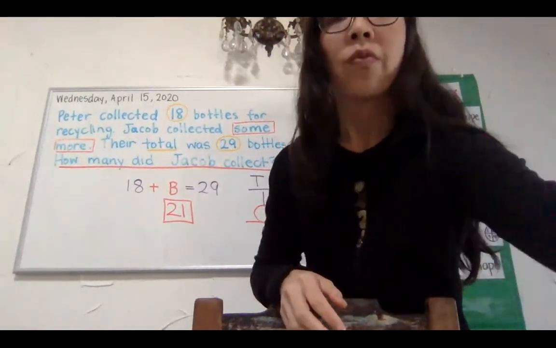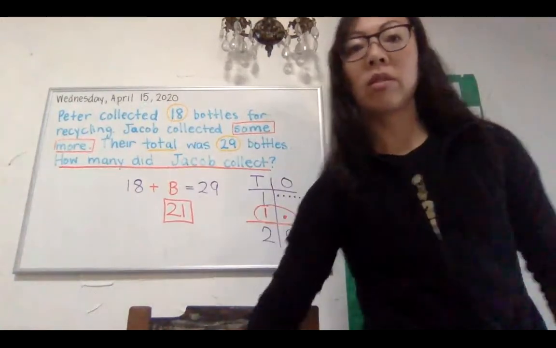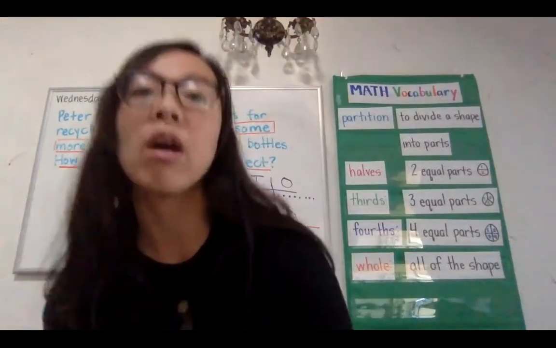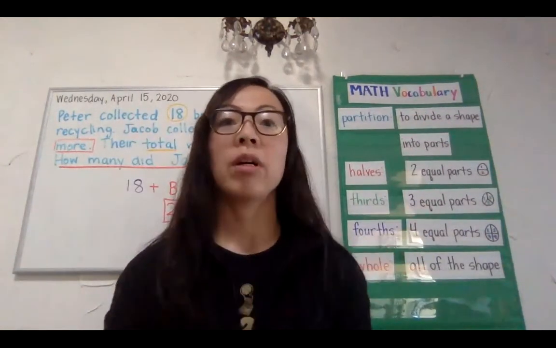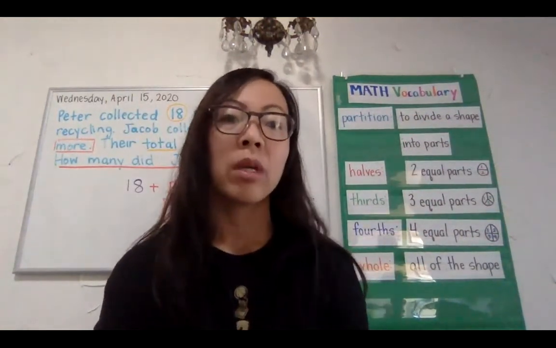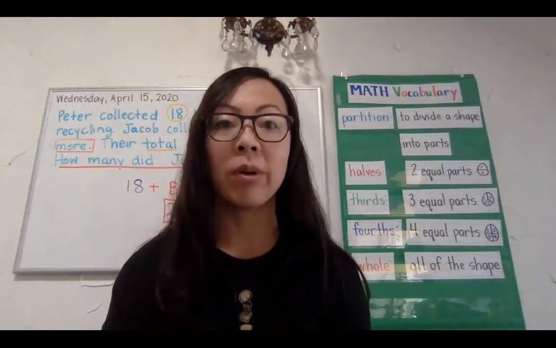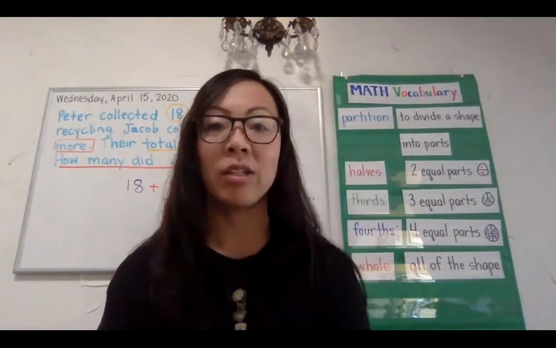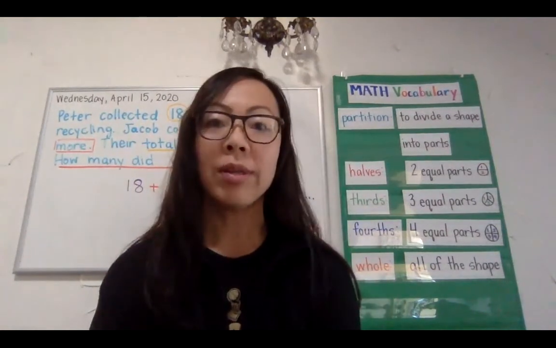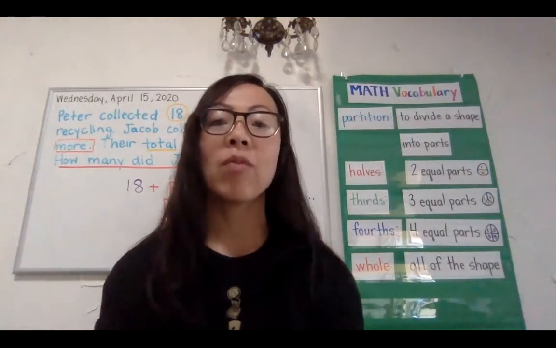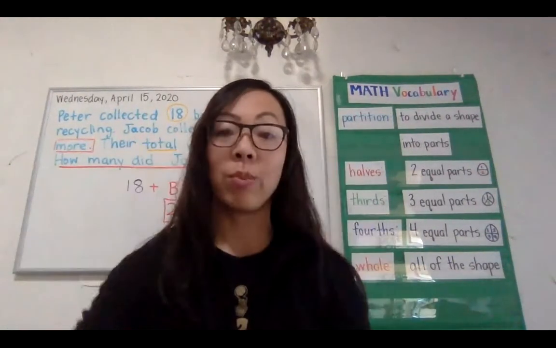All right, guys, for our fractions today, we know some key vocabulary that we've been working on. Partition, what does that mean? That's right, we're dividing up a shape into parts. When we have halves, how many equal parts do we have? You got it, 2. How about thirds? 3. And fourths? That's right, 4 equal parts. And when we have one whole, that's the shape we started with.